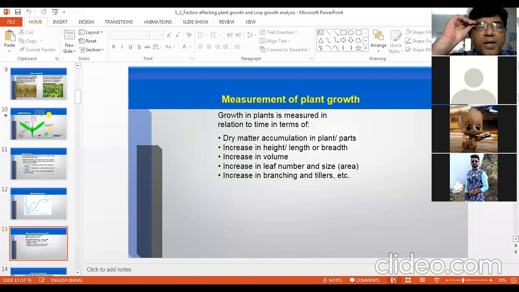Increase in leaf number and size, increase in branching and tillers. Branching is measured in your mustard or the crops where branching happens, like your legumes, cowpea, mung bean, etc. We can measure the number of leaves, particularly in cereal crops. So tillers in tillering crops and branching in your branching crops where branching happens.